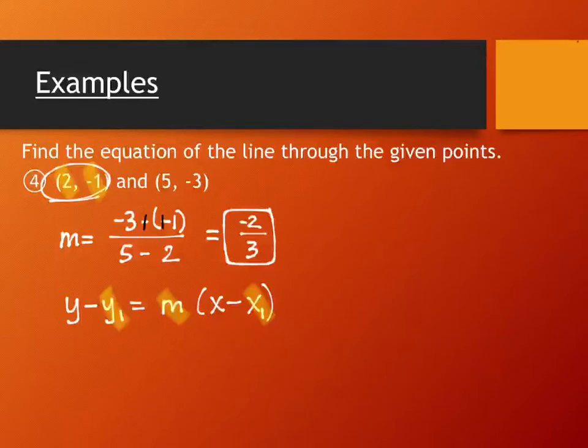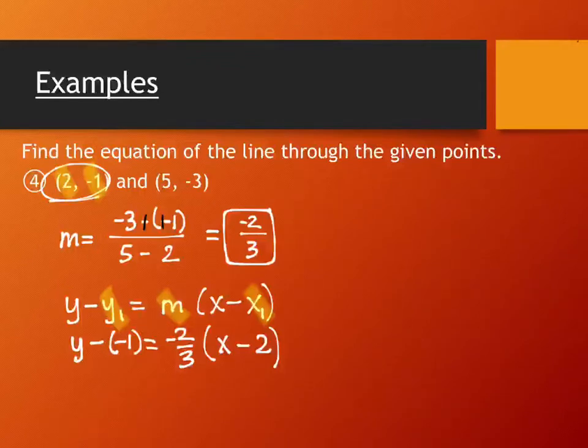So we're going to substitute into that. My y value is negative 1, so this is minus negative 1. My slope is negative 2/3. And then x minus the x value, which is 2. Now, this is not a very pretty one to work with, simply because it has the fraction. We can do it, but it's just not very friendly.